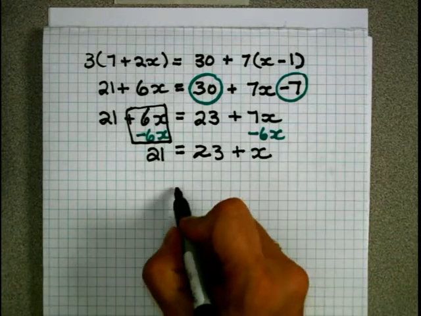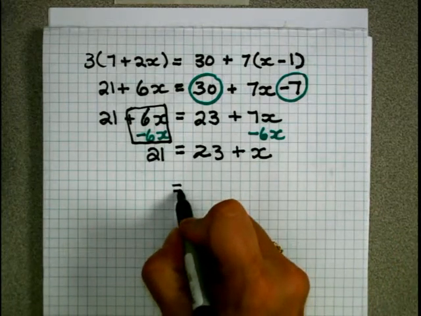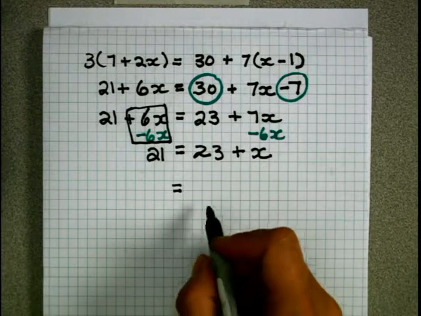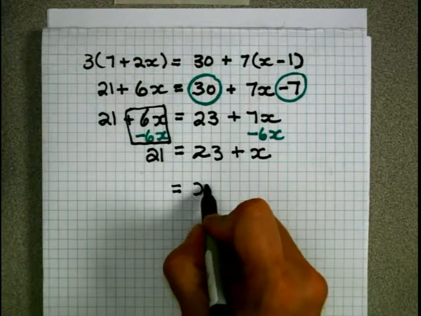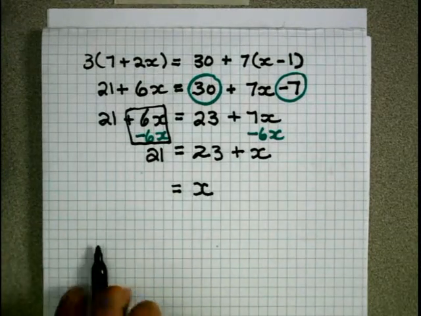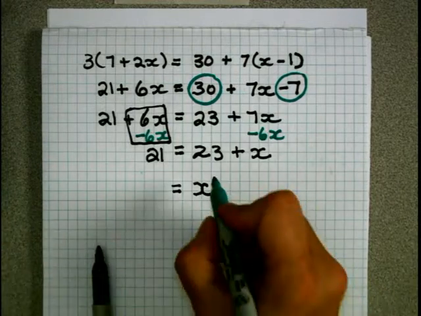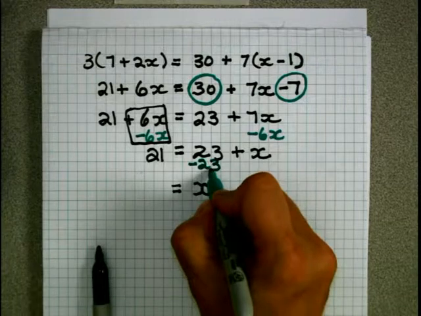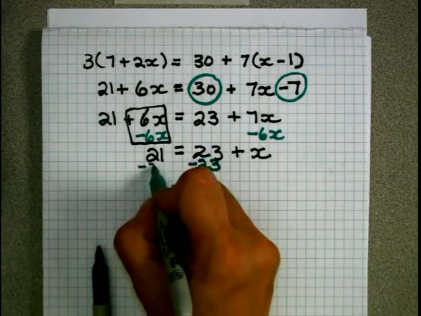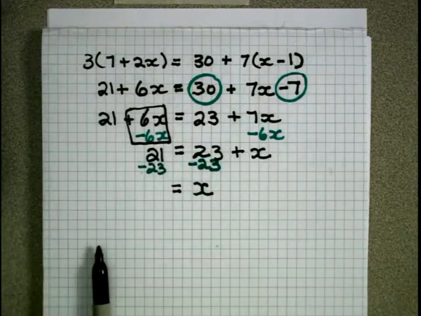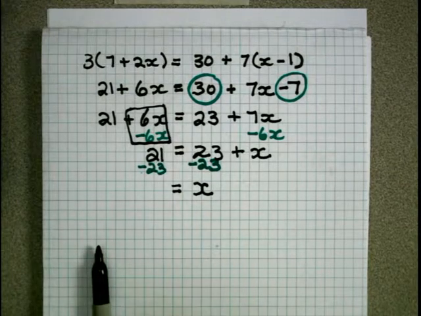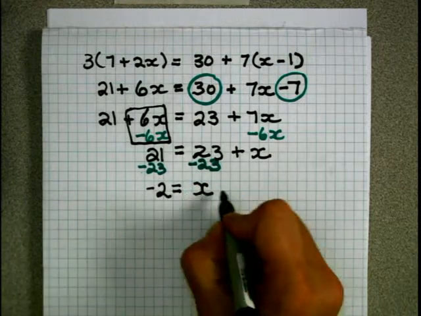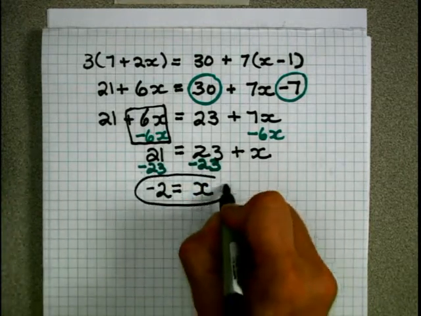Now, I need to keep my equal sign right underneath. I'm now going to solve for x. Using my addition principle, I've got to keep my x on this side. In order to isolate it, I need to get rid of that 23 by using an opposite, which is a negative 23. I can do the same thing on the other side of the equation, and 21 minus 23 gives us a negative 2. And x is equal to a negative 2.